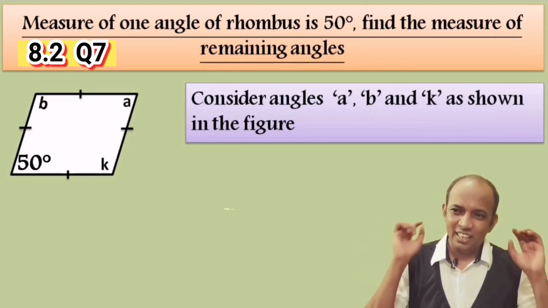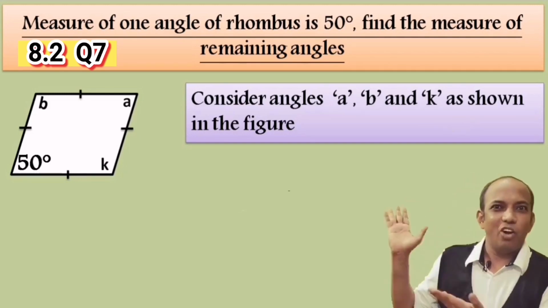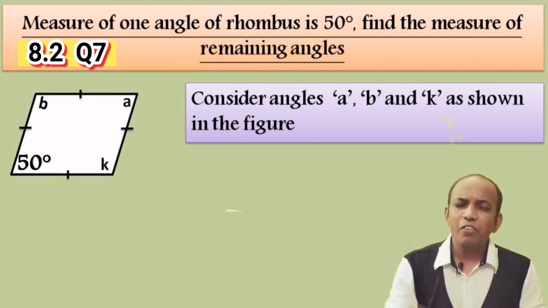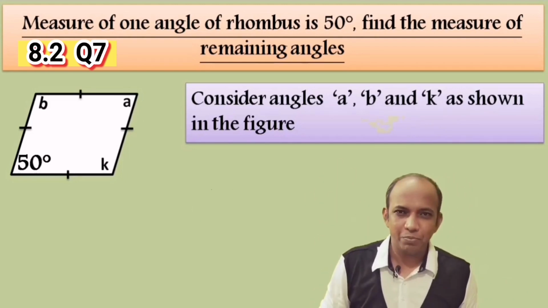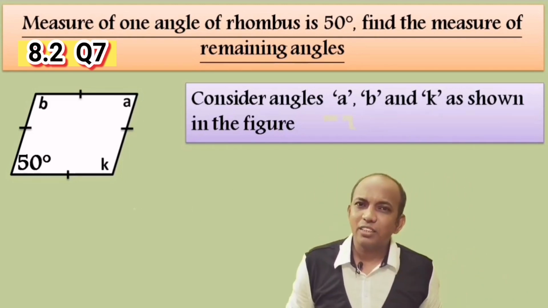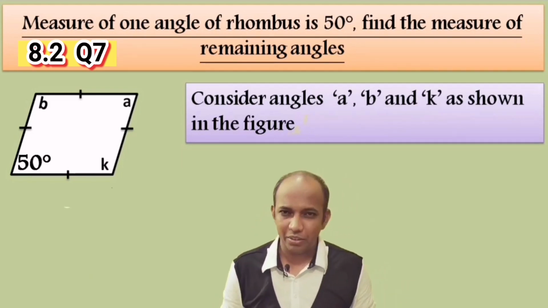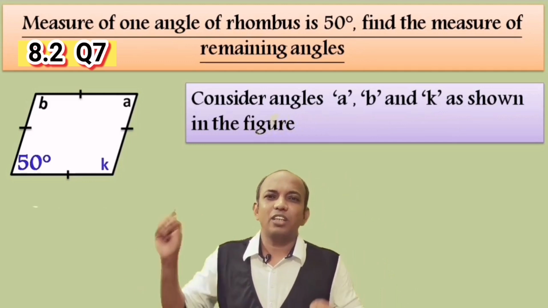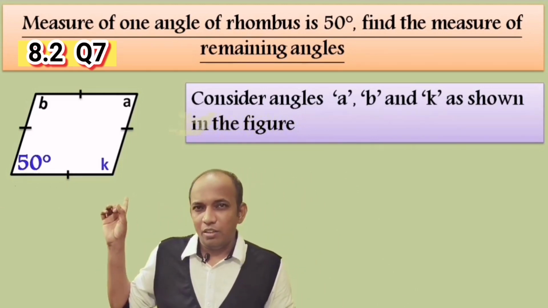Isn't it easy? Yes. And now it's time to write it down on the paper or on the screen. Very first step, you mention that we are going to consider angle ABK as shown in the figure. Then which property have we utilized? Two properties: opposite angles are congruent and adjacent angles are supplementary. So here we will first use adjacent angles are supplementary, so we will get the value of K.